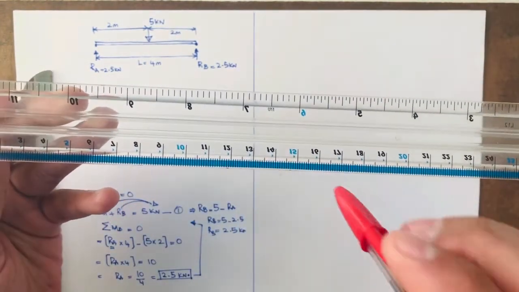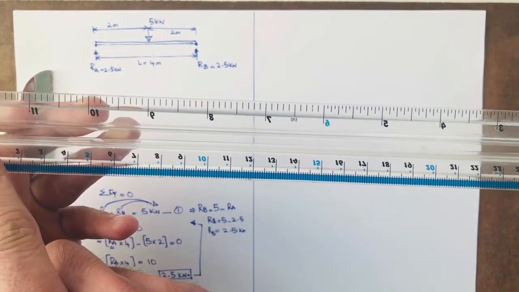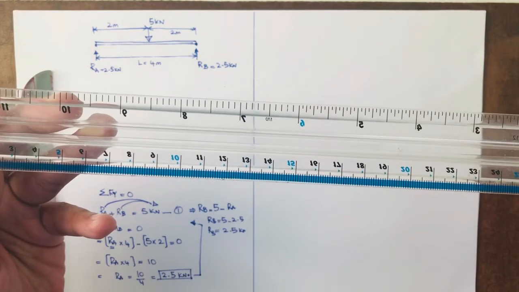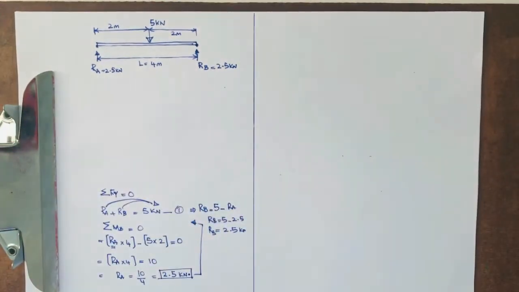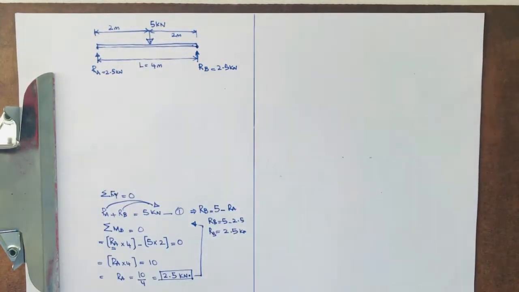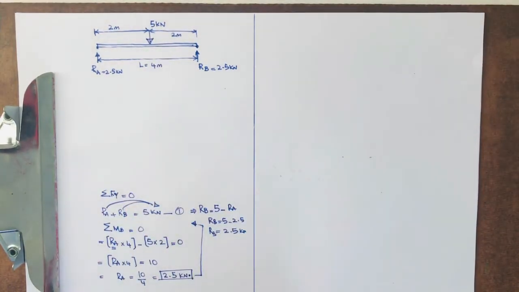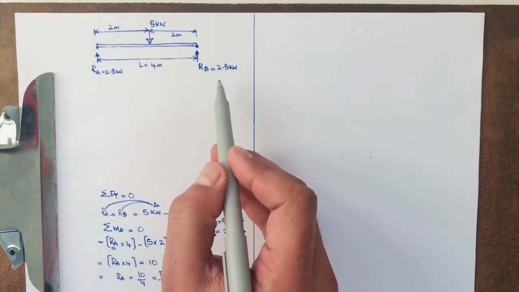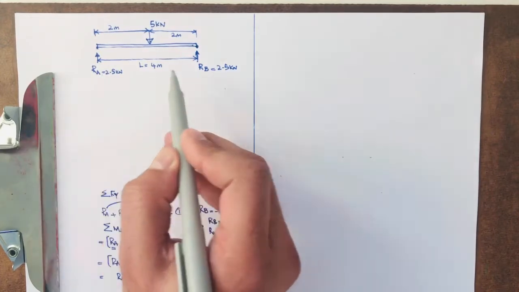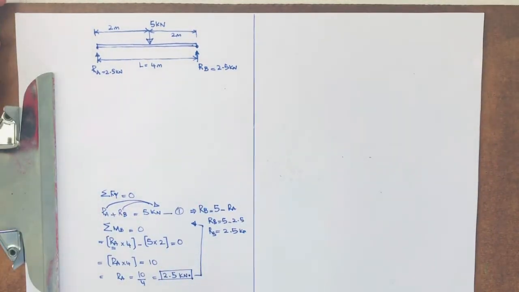So obviously if this is 5 kilonewton in the middle, then 2.5 will go there and 2.5 will go there. So straight from the logic, you can determine that load. This is a really simple case, but when it comes to complicated loads, this is the way you find the reactions. So now we have RA and RB reactions here, and now we're going to try to draw the shear forces.